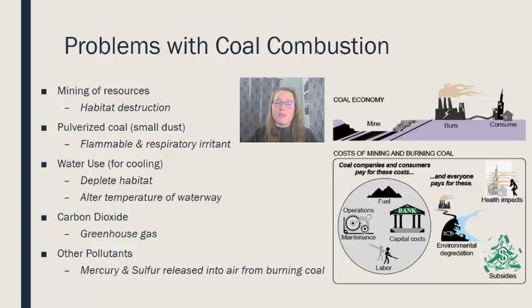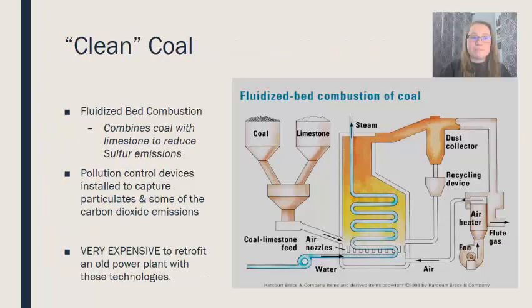Additionally, burning fossil fuels releases carbon dioxide, and carbon dioxide is a greenhouse gas. And this also releases other air pollutants, including mercury and sulfur, which can lead to acid rain.